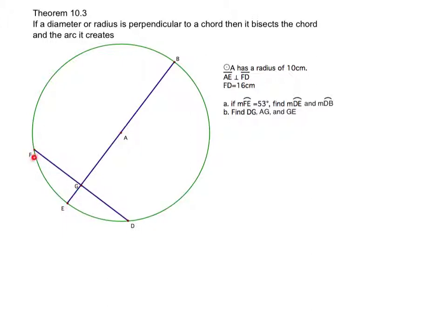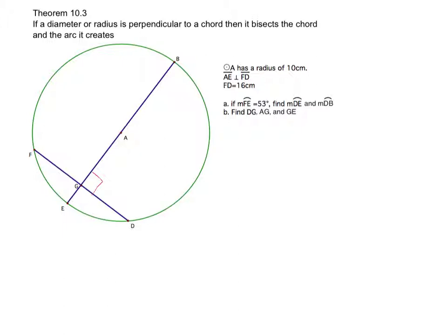FD creates arc FD. So here it says circle A, so we know that A is the center, which is how we know that this is a diameter because it goes through the center. It says that the radius is 10 centimeters, and it also says that AE is perpendicular to FD. So we know that this diameter is perpendicular to this chord. And then we also know that FD has a length of 16 centimeters.